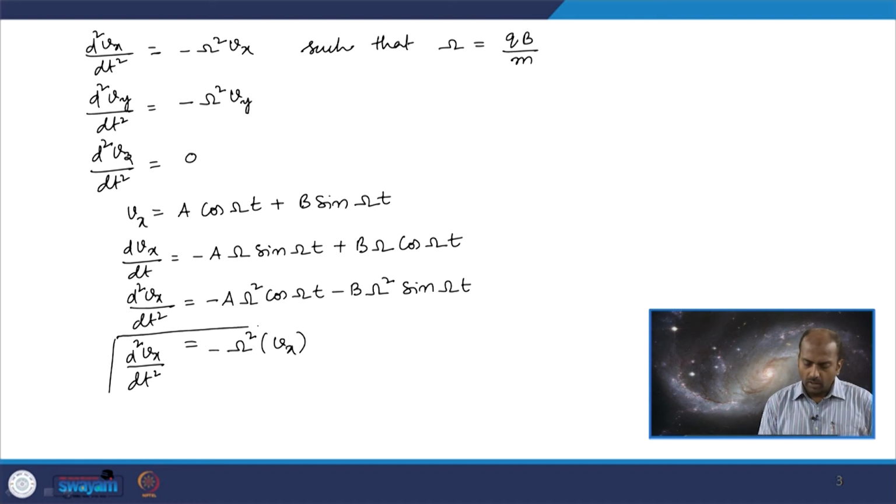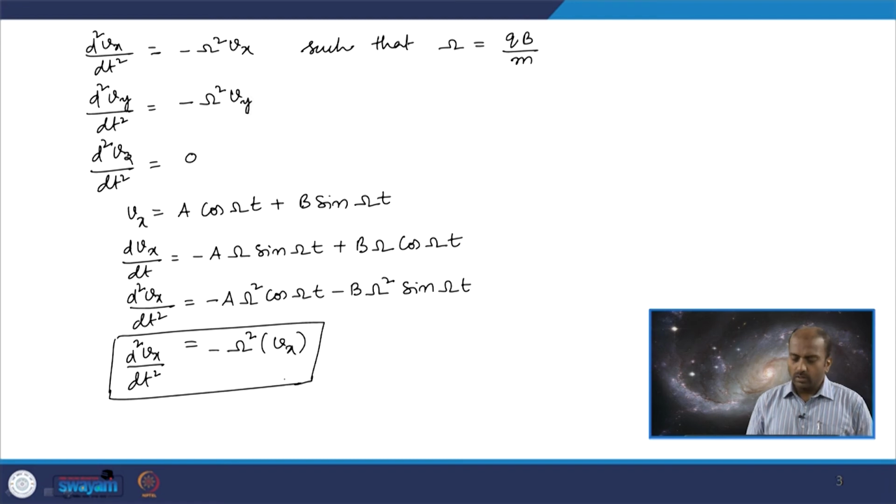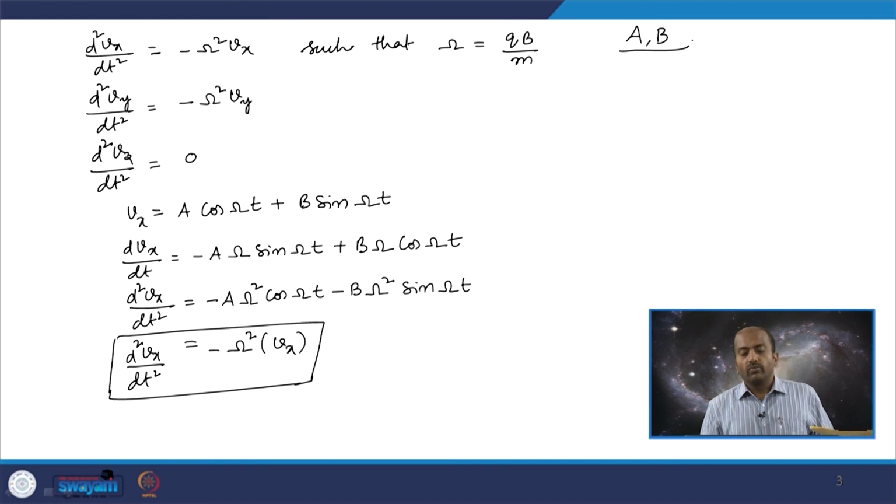That means the choice of solutions we have taken holds for the given differential equation. Okay. Now, it is a second order differential equation and we have two constants. What are the constants? The constants are a and b. We need to find out the values of these two constants before we go ahead. What can be the values of these two constants?